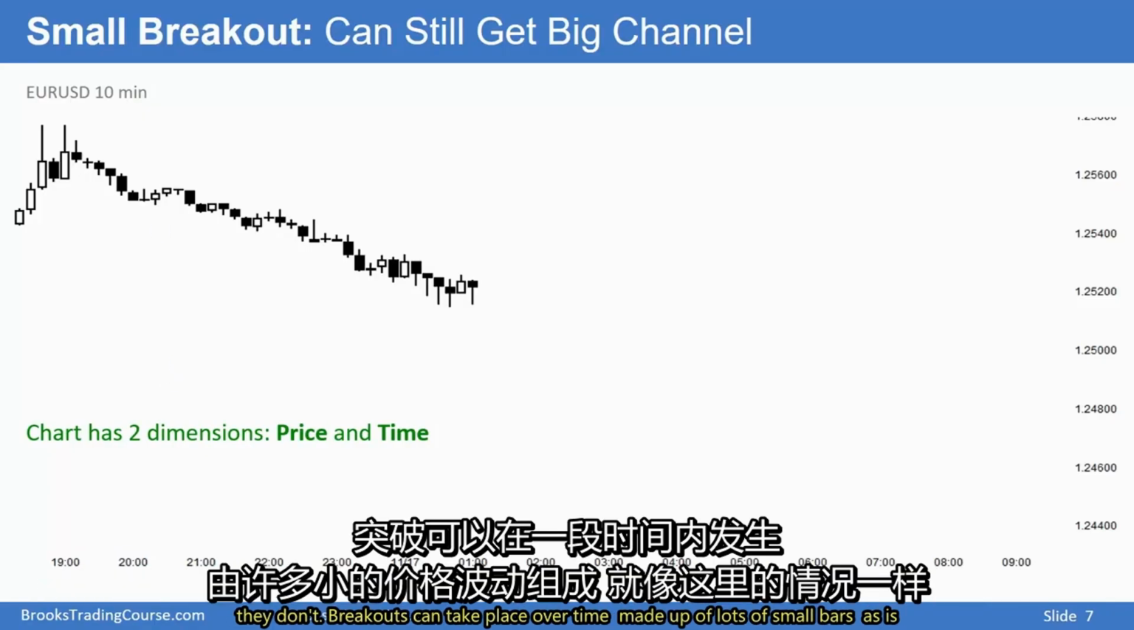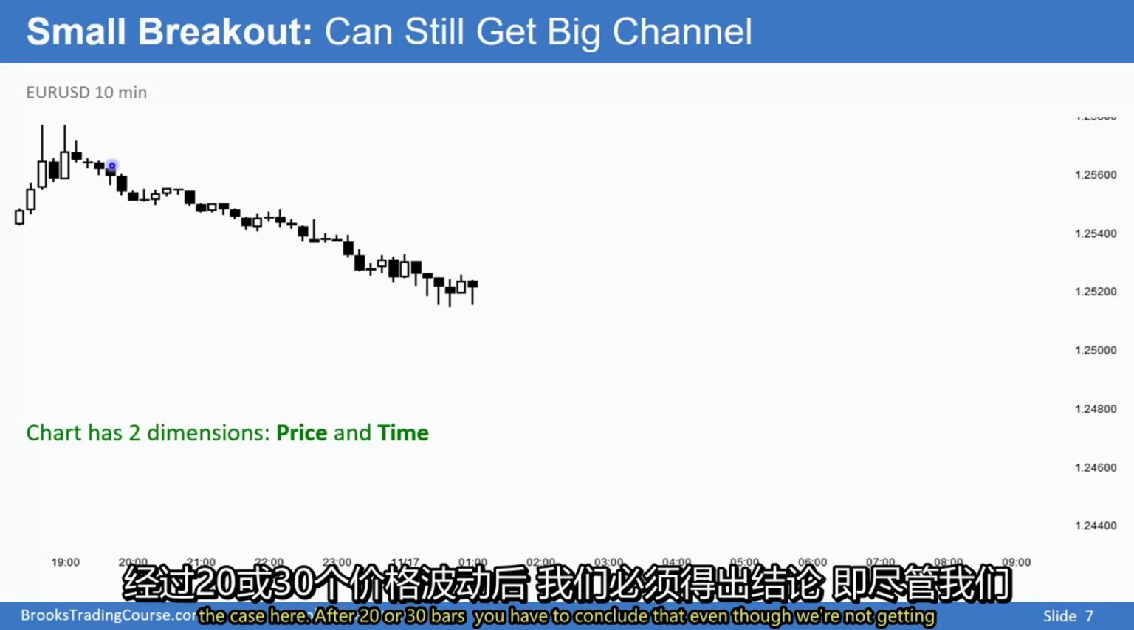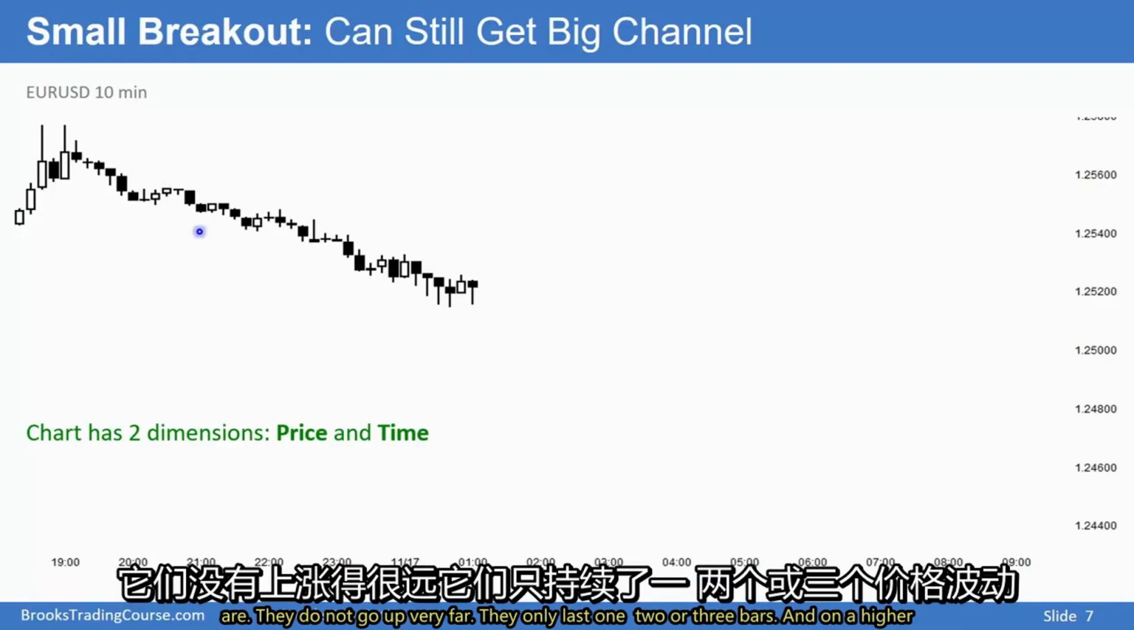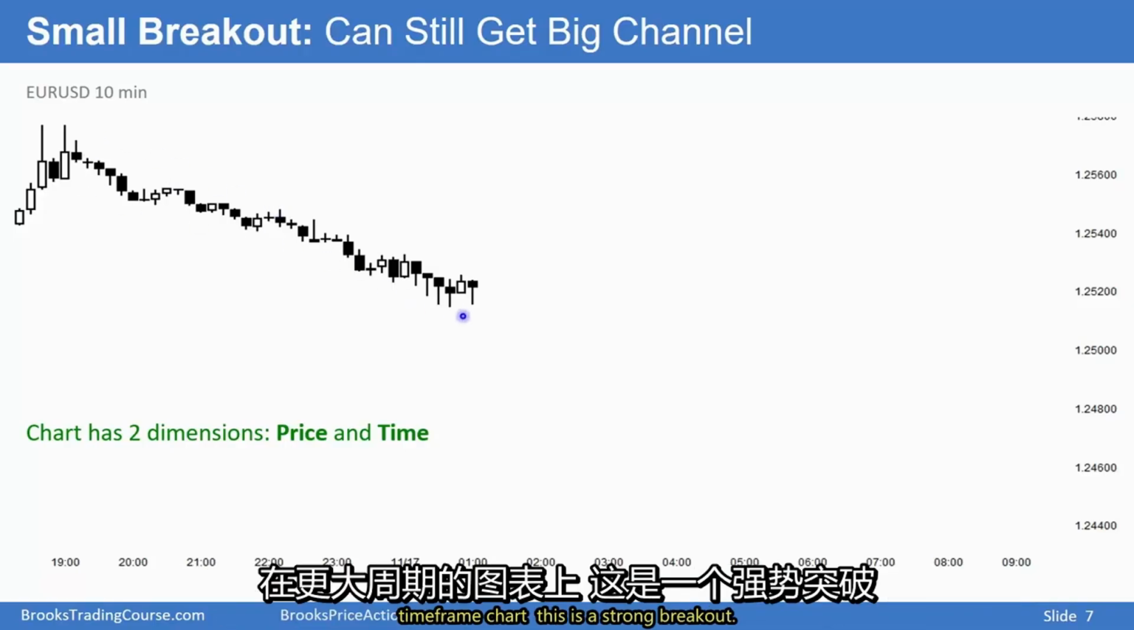Well, they don't. Breakouts can take place over time, made up of lots of small bars, as is the case here. After 20 or 30 bars, you have to conclude that even though we're not getting huge bars, it's still a bear trend. Look how tight the channel is. Look how small the pullbacks are. They do not go up very far. They only last 1, 2, or 3 bars. And on a higher time frame chart, this is a strong breakout.